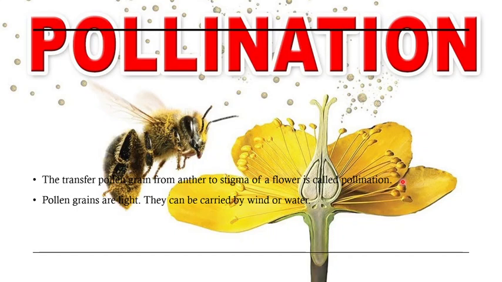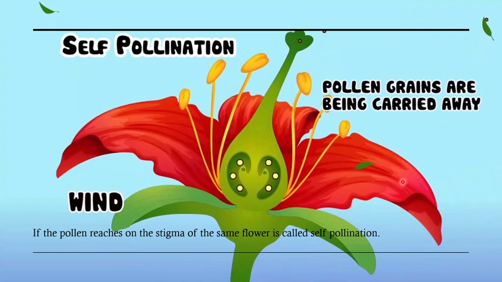Pollen grains are light, and they can be carried by wind, water or some insects. There are two types of pollination. The first one is self-pollination and the second one is cross-pollination.